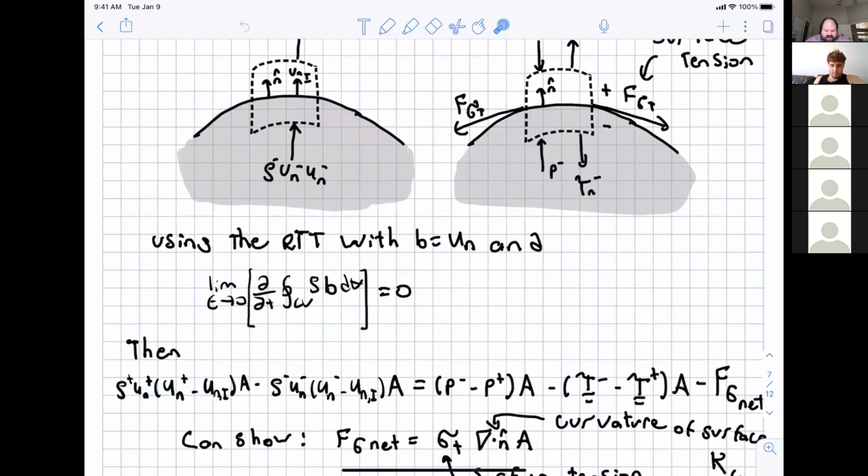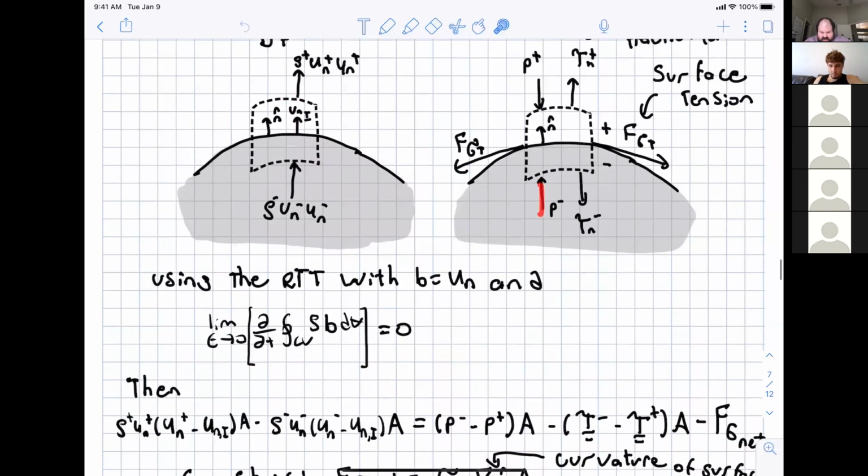And so then we apply our RTT. We have the net flux of momentum going out minus the net flux of momentum going in is equal to the sum of the pressure forces basically going up. So I have P minus, P plus. And so I'm defining the positive direction going up. Then I've got to take care of the stress forces here.